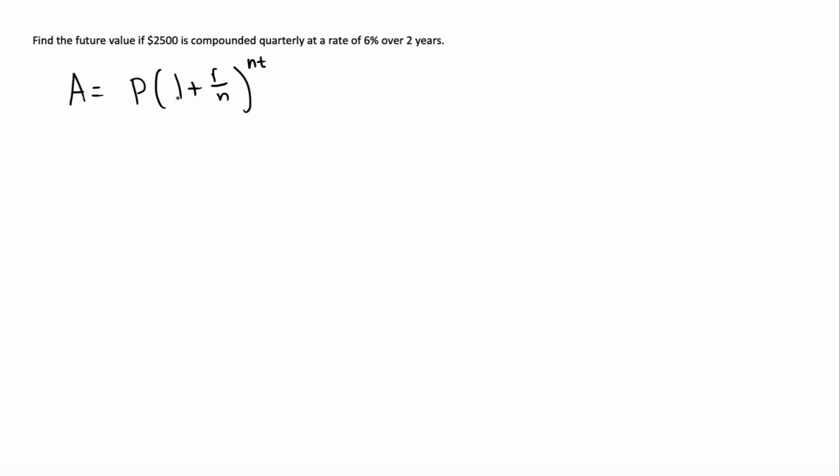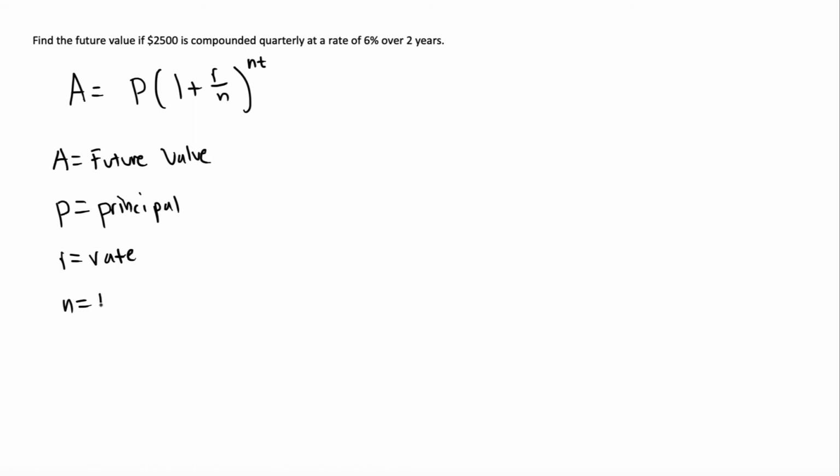Okay, so these five things represent something. A is the future value, so that is how much will be in the account after all is said and done. P is the principal, the initial amount of money that is invested. R is the interest rate, it's a yearly rate.